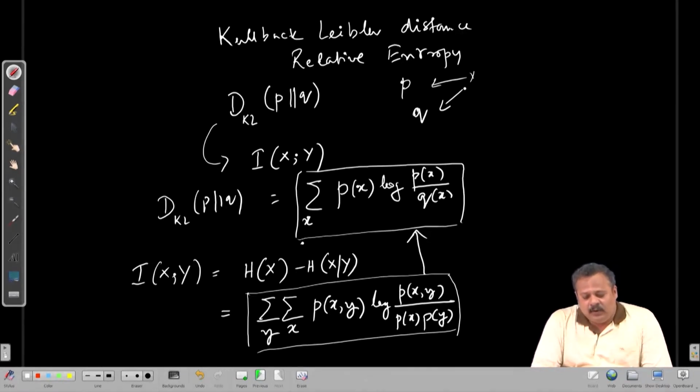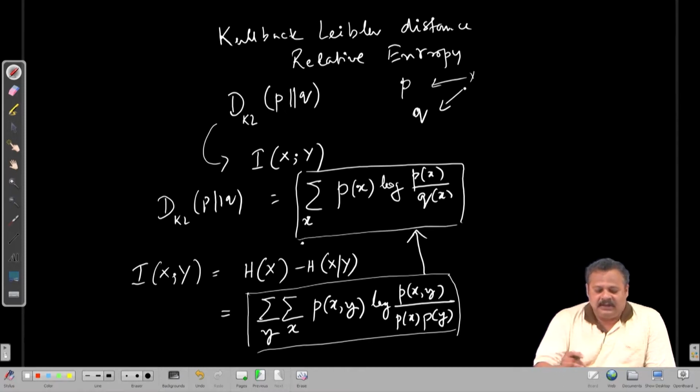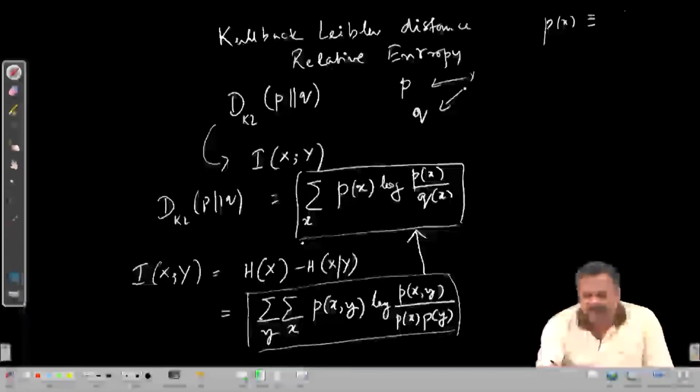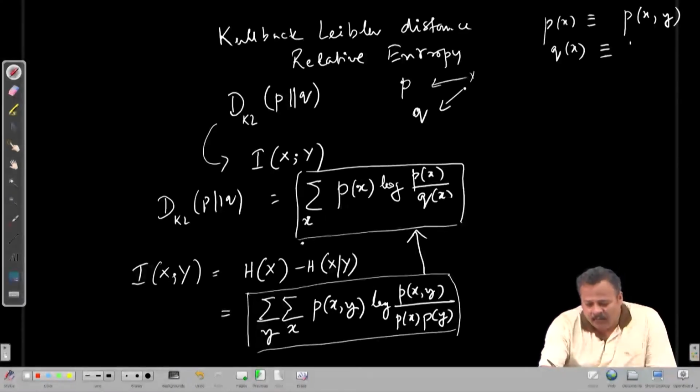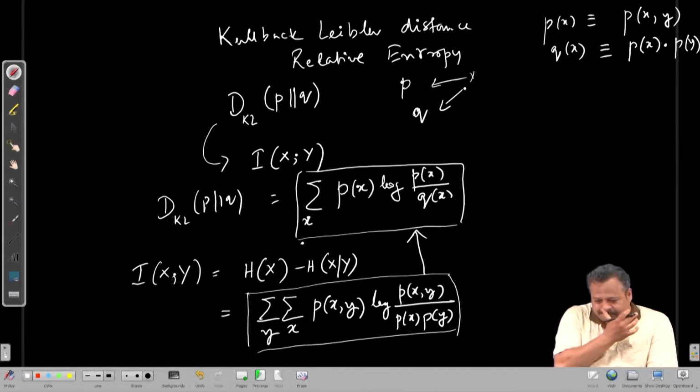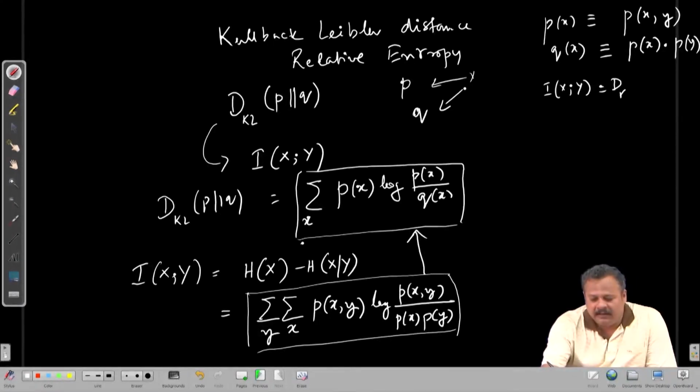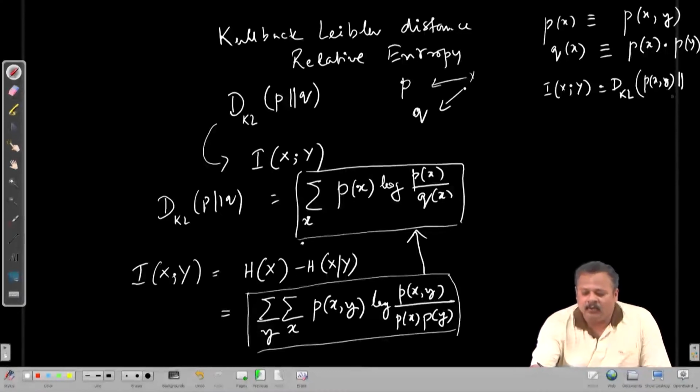So, in this case, we are looking at two distributions. What was p of x before is nothing but the joint distribution p of x comma y, and what was q of x before is nothing but the product of the marginals p of x and p of y. So, this mutual information then turns out to be the D KL of the joint distribution p of x comma y and the product of the marginals p of x into p of y.